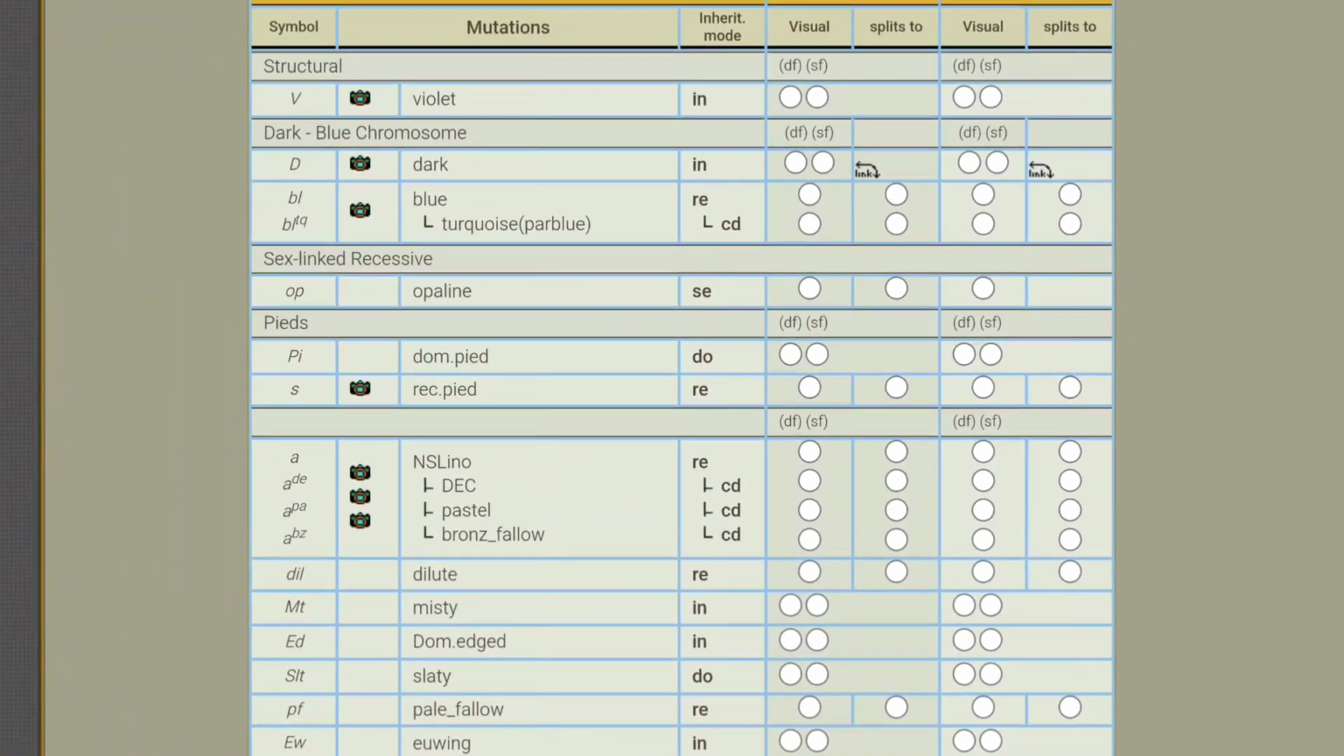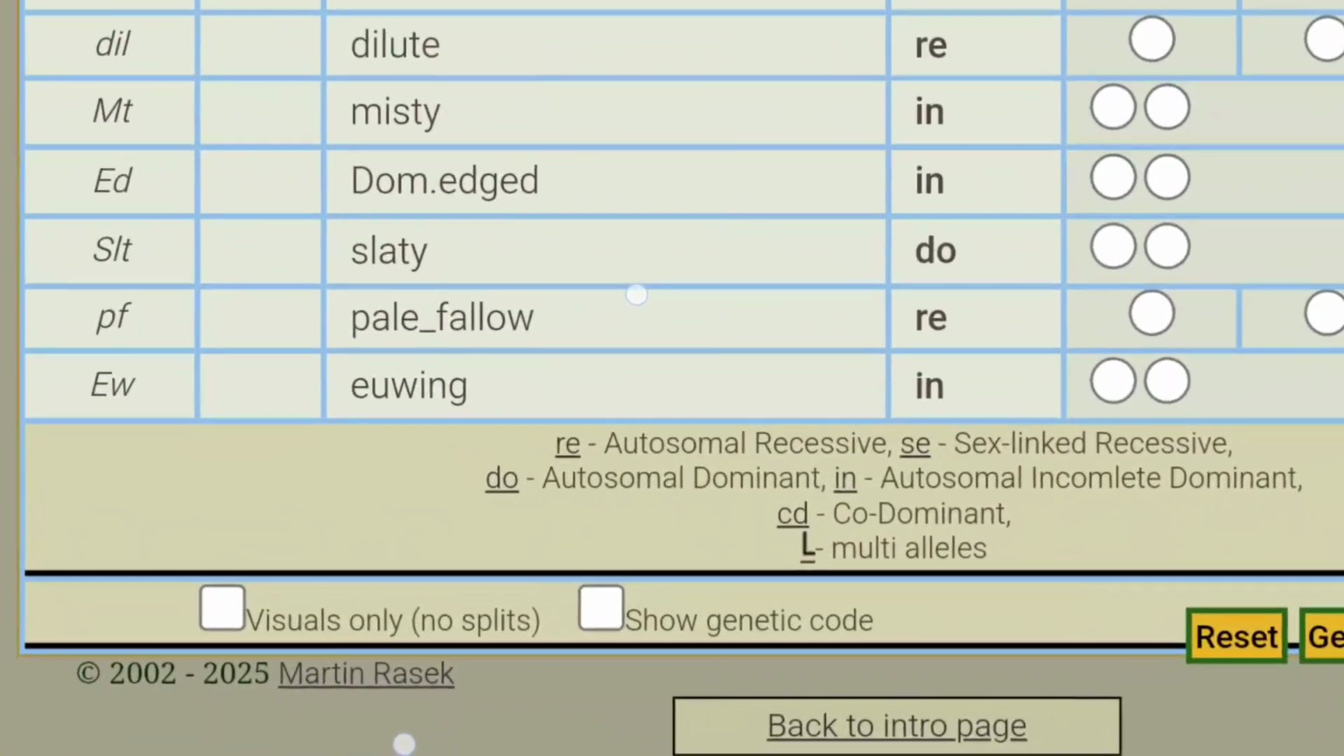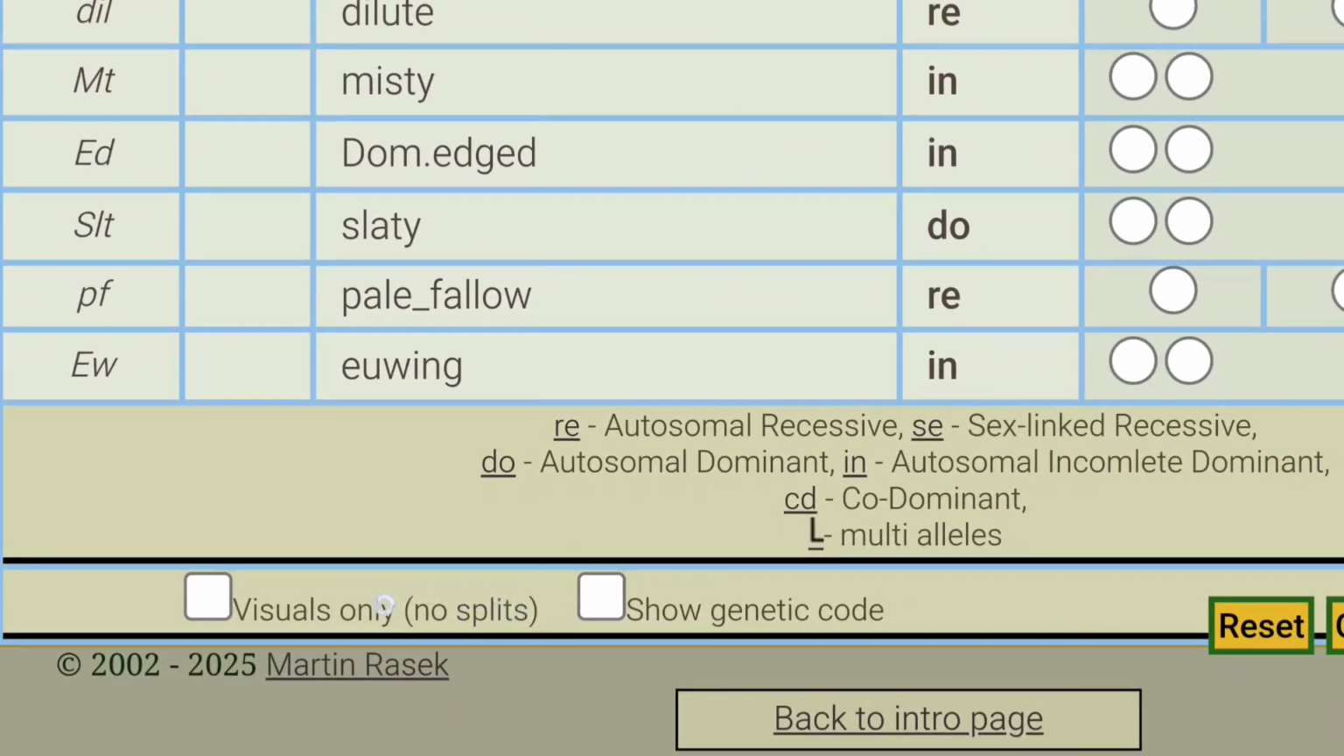So let's dive into this. There are two more things: visuals only, and in brackets, no splits. Then we have show genetic code. We don't actually need show genetic code, it is more genetics, but it's okay if you don't learn about it. You should know about visuals only, no splits.